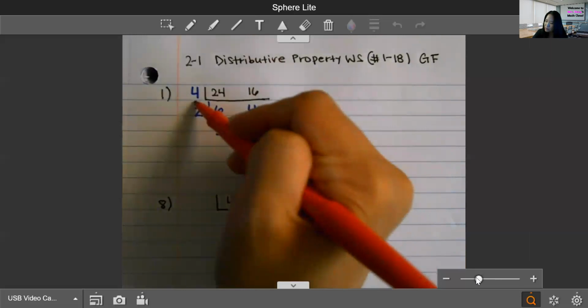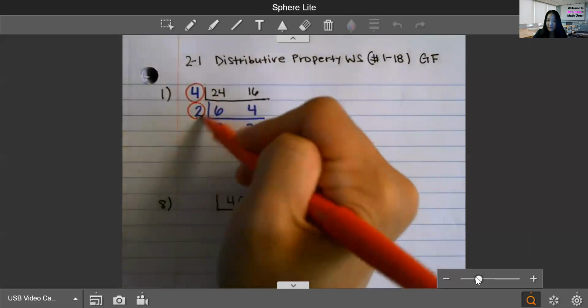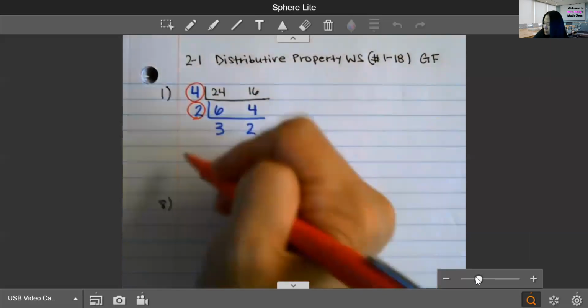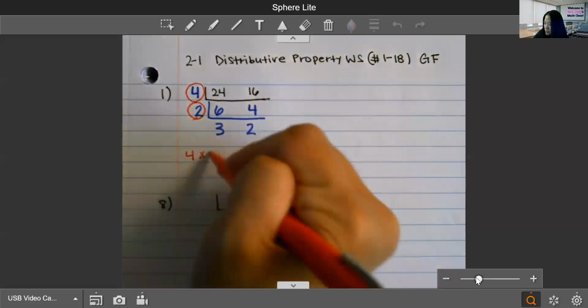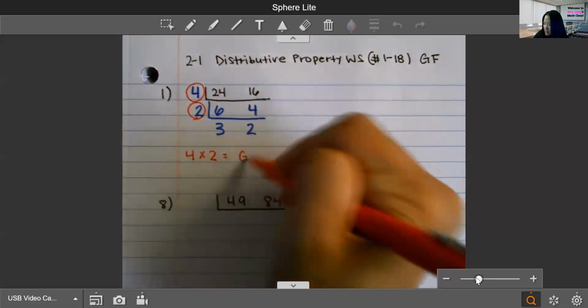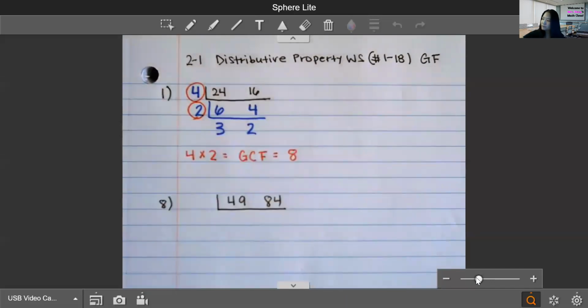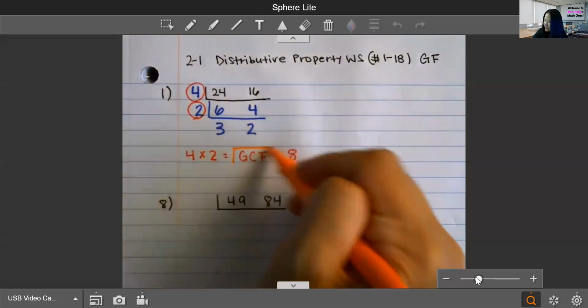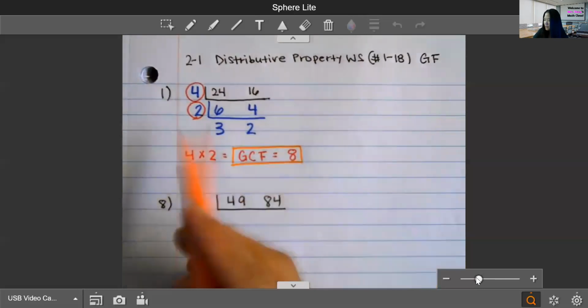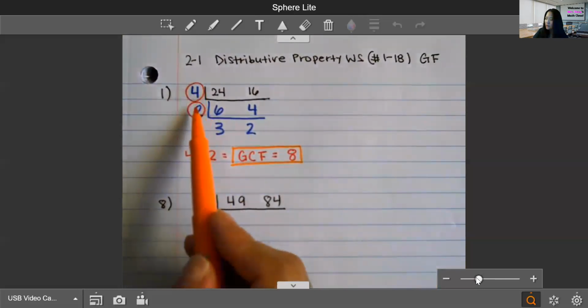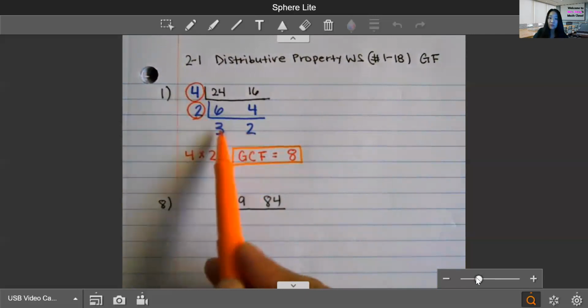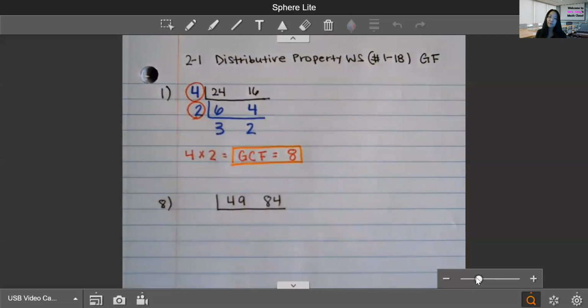So what you do is you circle the numbers that are on the left side, and what you're going to do is you're going to multiply them. So 4 times 2, your greatest common factor equals 8. Easy? Now, if you had divided by 8 to begin with here, instead of 4 and then 2, then you would get 3 and 2 on the bottom, and then your GCF would be 8 in just one step. Okay? All right, let's look at number 8.